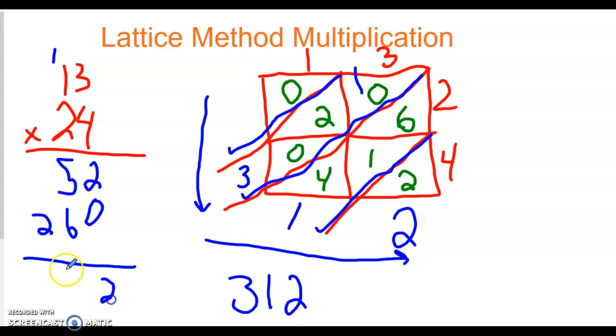Add those bad boys up. 2 plus 0 is 2. 5 plus 6 is 11. 2 plus 1 is 3. 312. Let's try another one, and you're going to work with me this time.